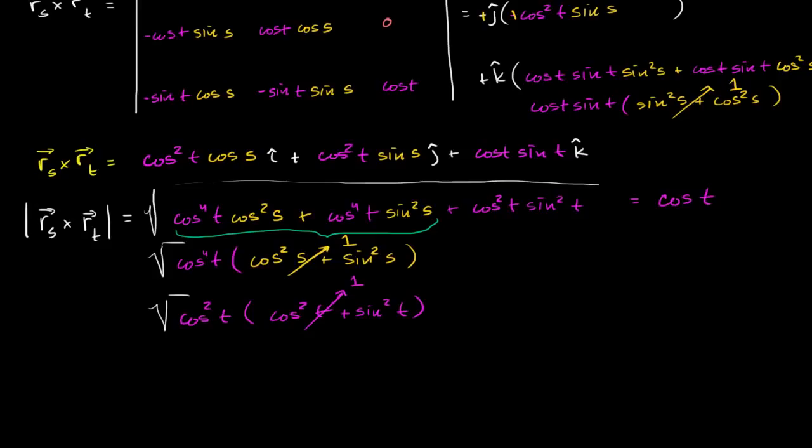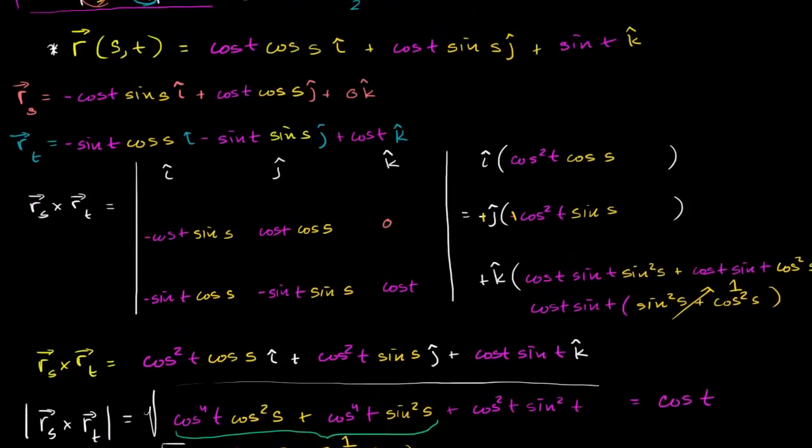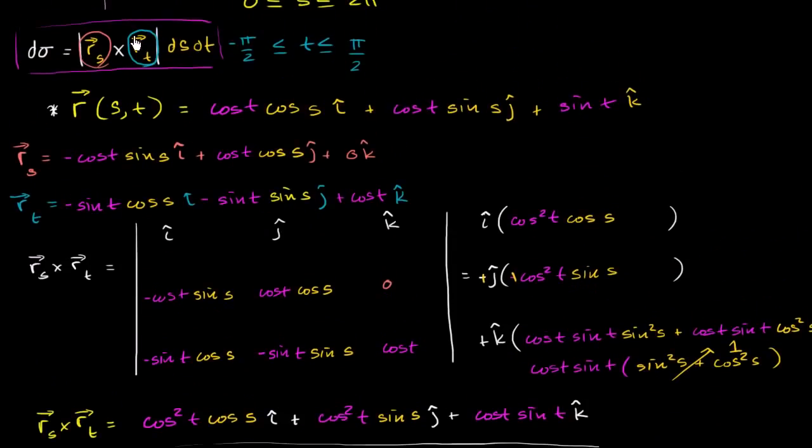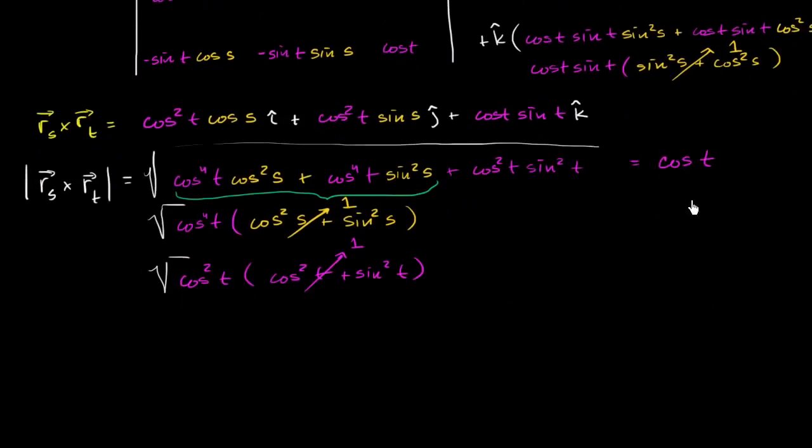So going back to what we wanted before, we want to rewrite what d sigma is. It's just cosine t ds dt. So rewrite that down, and we can use this for the next part. d sigma is equal to cosine of t ds dt. And I'll see you in the next part.